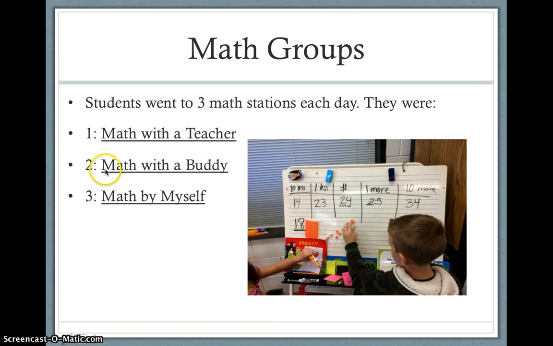The next one's math with the buddy. That's when the students got with another student within their group and they played some type of math game or math activity that they got to work together to figure out. And the last one was math by myself. This is when students worked independently on work that they already knew how to do. This was just extra practice. We didn't want students to get frustrated and do something that they didn't have any idea on. This was stuff that they already learned or at least got introduced to that they practiced on their own.